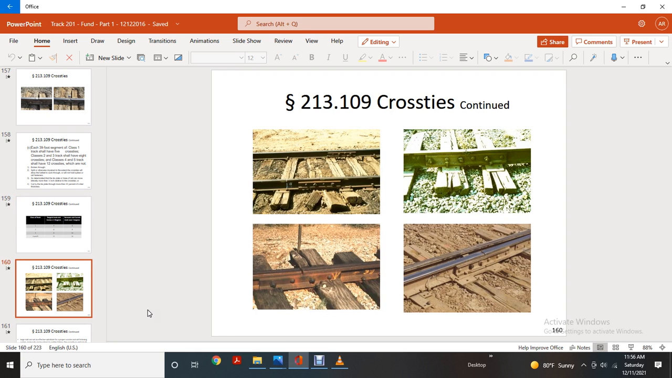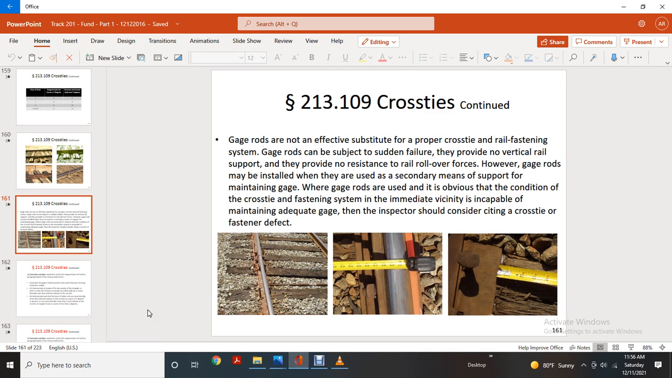Cross ties continued. Gauge rods are not an effective substitute for a proper cross tie with rail fastening, since gauge rods cannot prevent sudden failure and provide no vertical rail support or resistance to rail rollover forces. However, gauge rods may be installed if there is a secondary means of maintaining gauge, due to the condition of the cross tie fastening system in the immediate vicinity being incapable of maintaining adequate gauge.